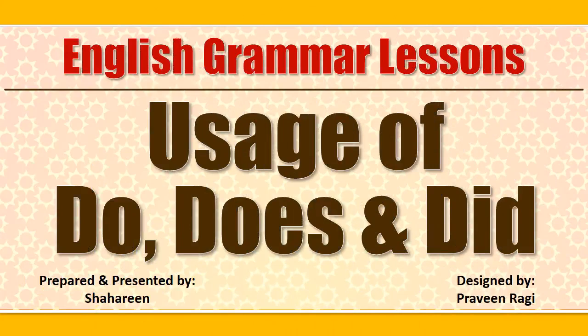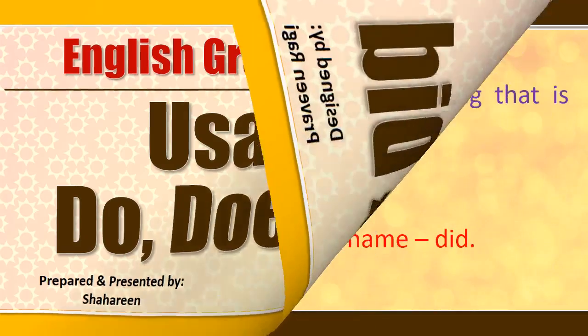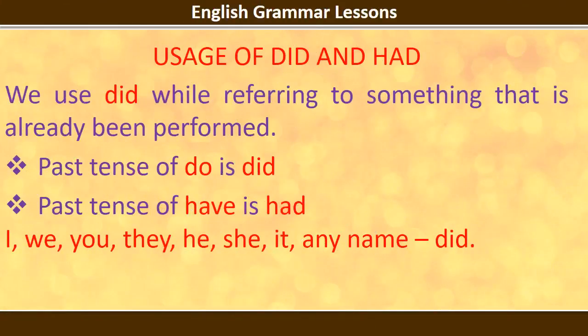Today we will learn the usage of the do family in English grammar, that is do, does and did. Usage of did and had. We use it while referring to something that is already performed. It means we use it in the past tense to represent an action which is already completed.